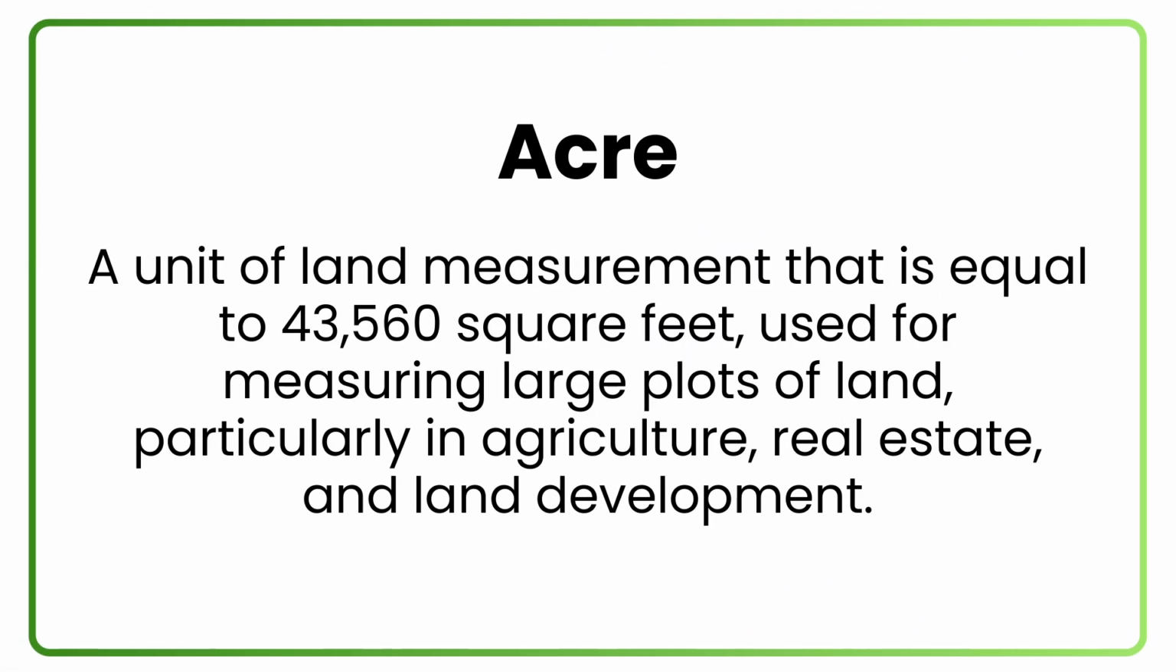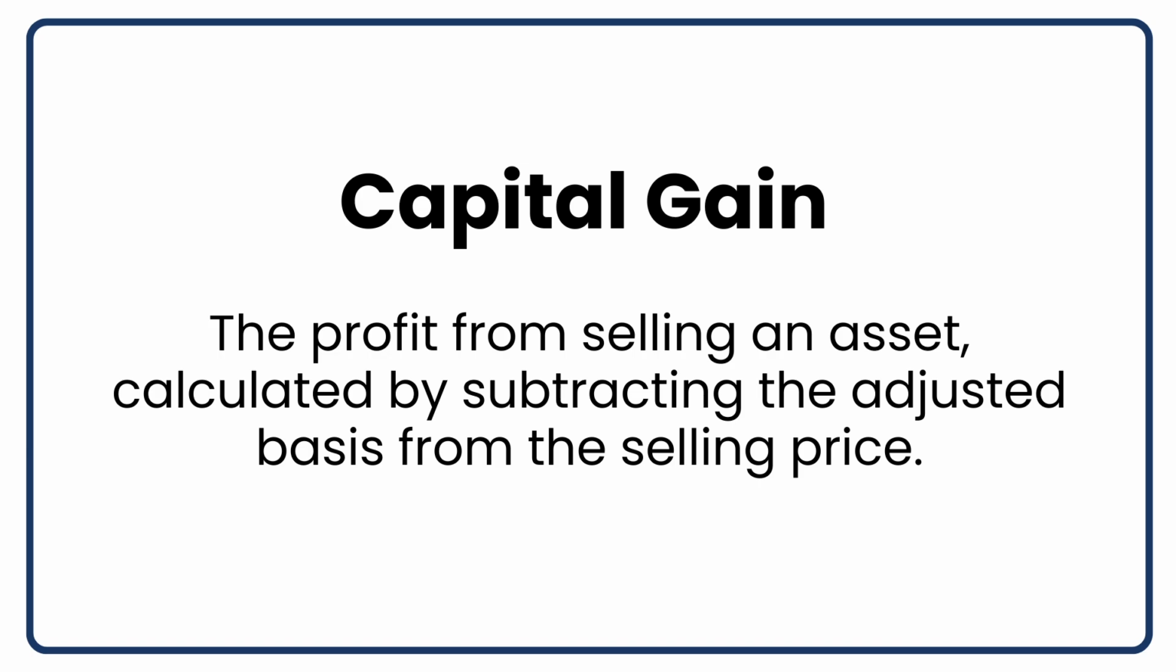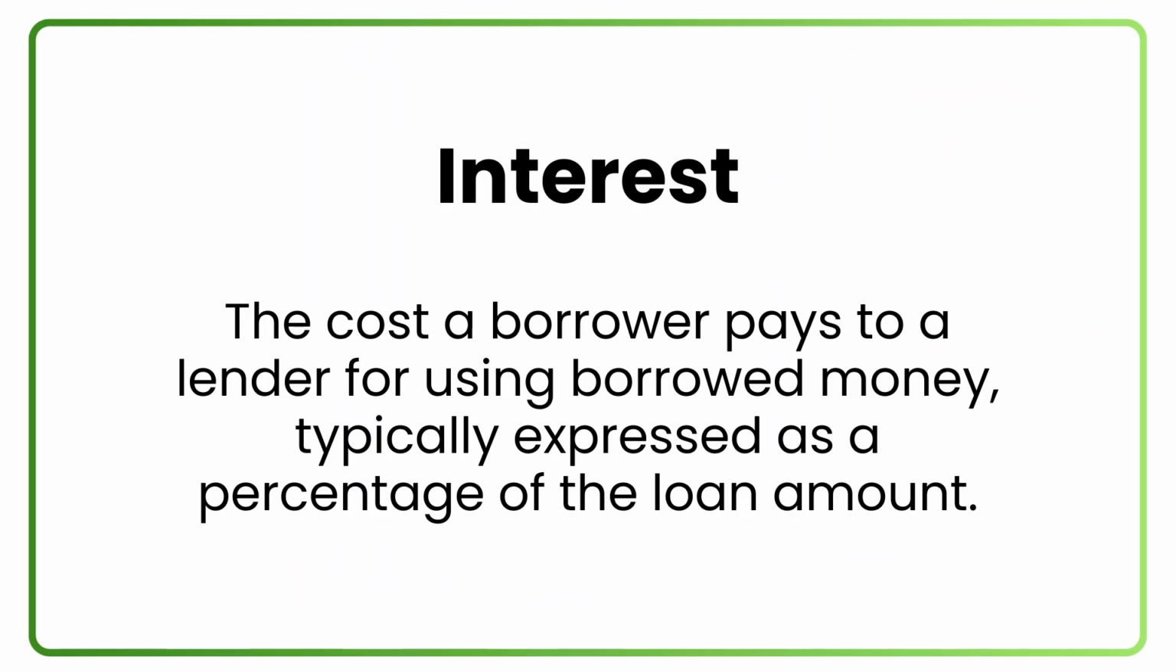Acre. An acre is a unit of land measurement that is equal to 43,560 square feet, used for measuring large plots of land, particularly in agriculture, real estate, and land development. Capital gains. Capital gains are the profit from selling an asset, calculated by subtracting the adjusted basis from the selling price. Interest. Interest is the cost a borrower pays to a lender for using borrowed money, typically expressed as a percentage of the loan amount.